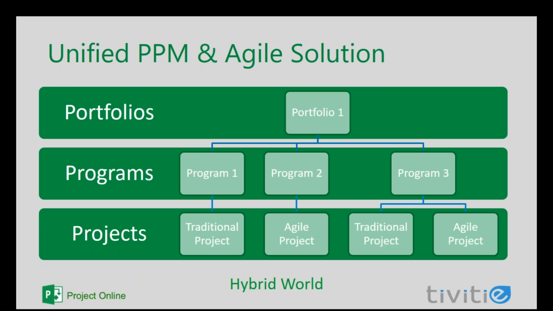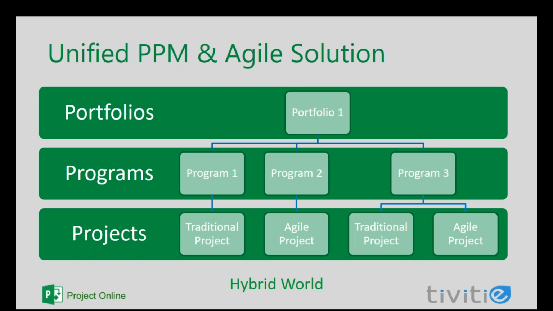So what would a unified, at a high level, PPM and Agile solution look like? Well, the idea would be that in a common structure of, say, different portfolios of projects or initiatives, those may be broken down into different programs, which could be product lines, they could be business units, they could be other things that divide the types of aggregations of projects that we're doing.